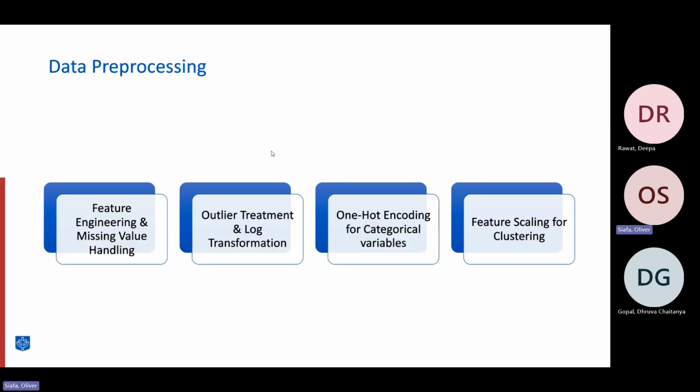For our pre-processing, this was a very crucial part for our clustering. It involved several phases, as you can see on the screen here. We did a lot of feature engineering and carefully handled missing values. Then we addressed outlier treatment, applying log transformation where needed to normalize the distributions of our dataset. We also used one-hot encoding for our categorical variables to make them machine readable. And finally, a very important step for clustering, we did feature scaling.